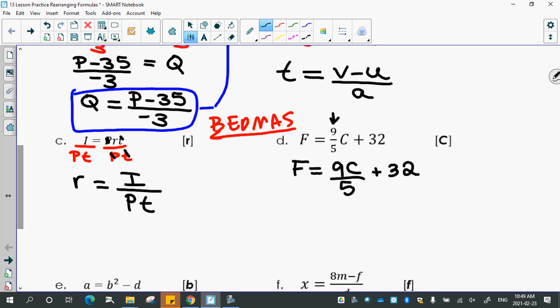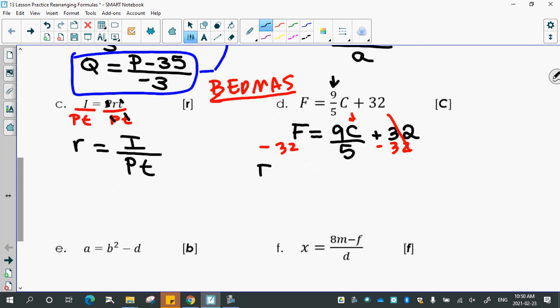Now I look at the side that has C and see if there's any adding or subtracting. Yep. Subtract 32. Okay, so those are gone. F minus 32. Well, I don't know what that is, so I just write down F minus 32 equals 9C over 5. Again, I'm using reverse order of operations, so I undid the adding or subtracting.